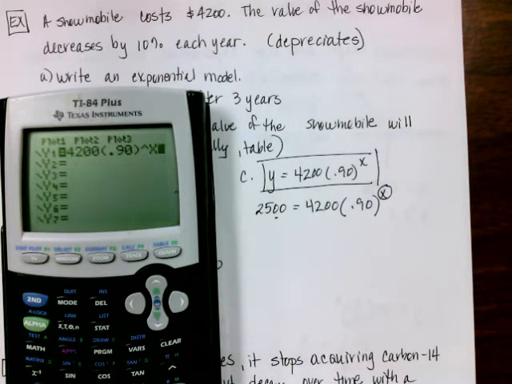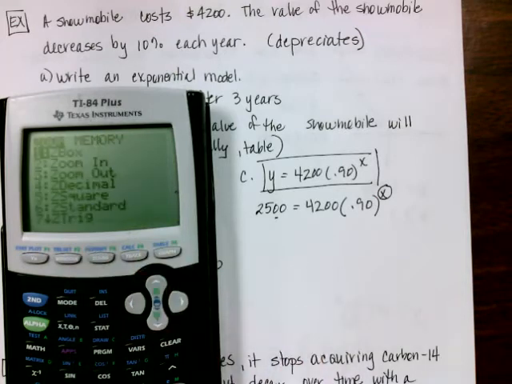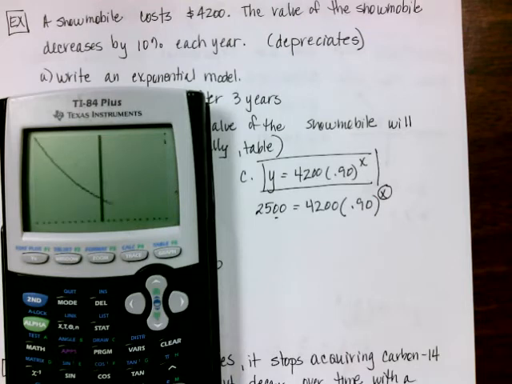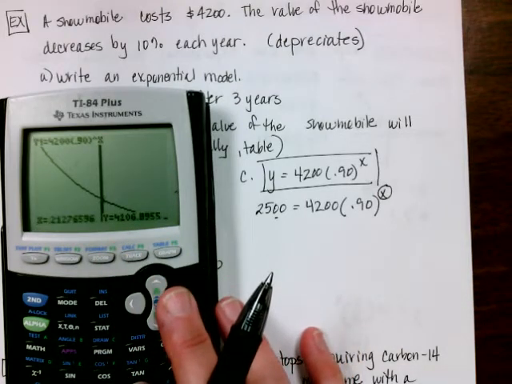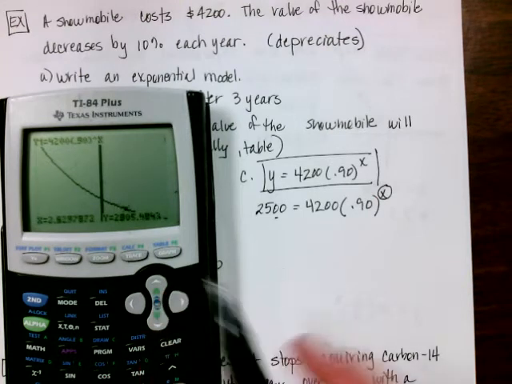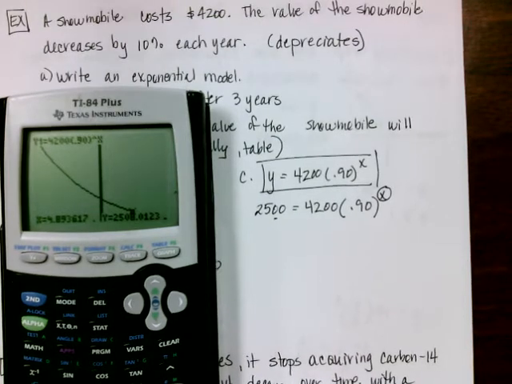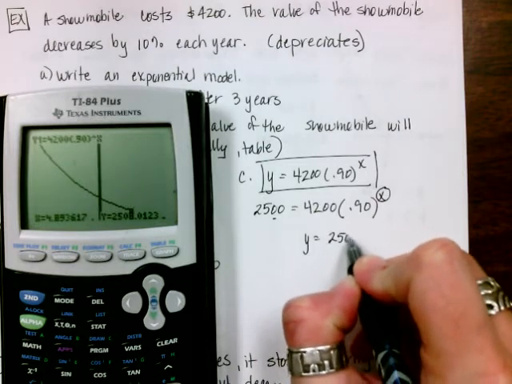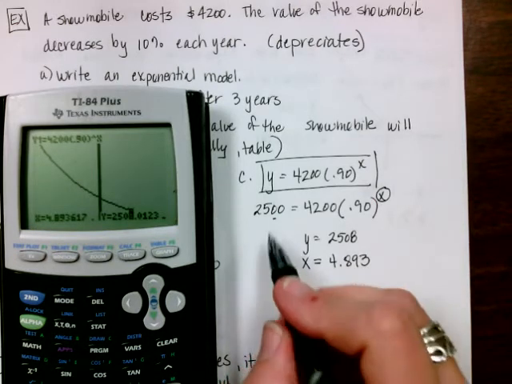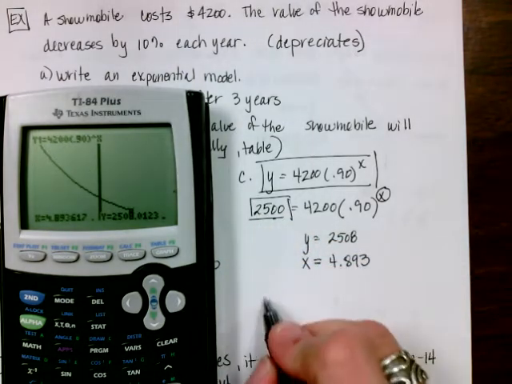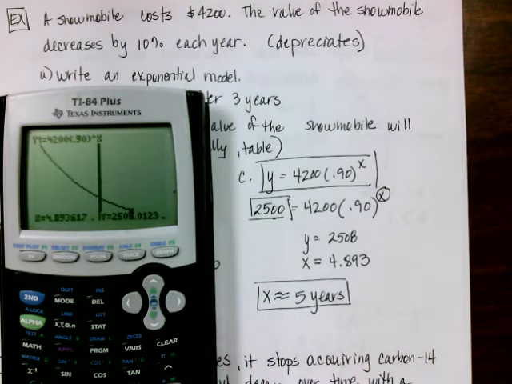All right, so there's my handy dandy equation, and I'm going to do a graph with a zoom 6. And I don't see anything, so I'm going to do a zoom 0, and here comes my graph. Notice it's decay, so it's decreasing. So now I'm going to use this button right here, the trace button. I'm going to use my right arrow, and I'm watching my y value get close to 2,500, and that's probably about as close as I can get. On my calculator, it says that y is 2508, which is pretty close. The corresponding x value is 4.893. So the time that it takes my snowmobile to be worth only $2,500, x is going to be about 5 years, because it's a little bit more than that, but a little bit less than the next number. So that's how I would find it.